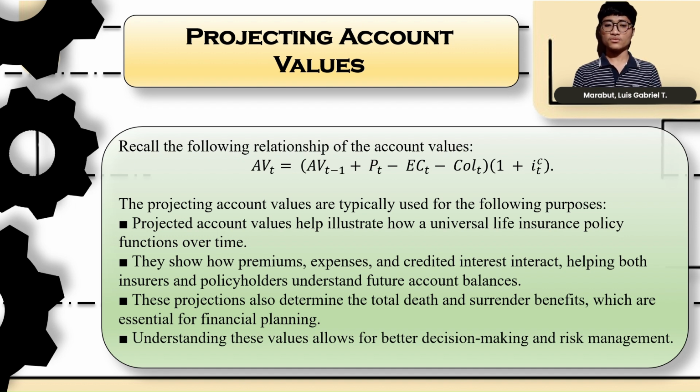The death benefit is what the beneficiaries will receive when the policyholder passes away. While the surrender benefit is what the policyholder can withdraw if they decide to terminate the policy early. So policyholders can modify their premium payments or withdrawals according to these projections, while insurers utilize them to assess the long-term viability of their policies.